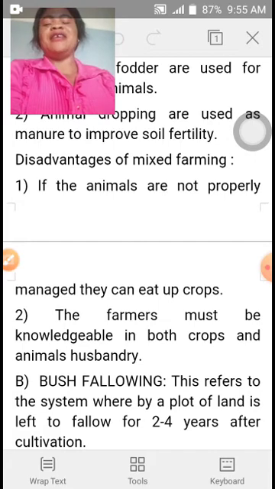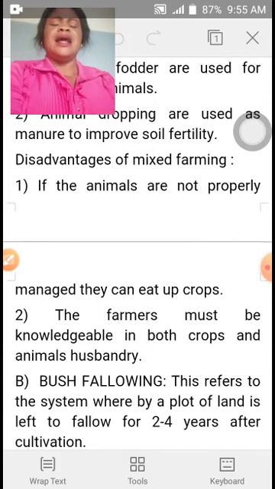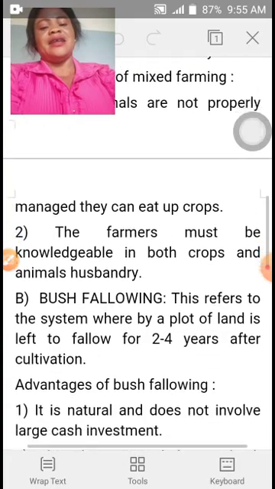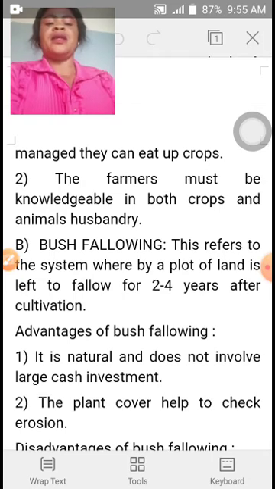Bush fallowing or shifting cultivation. Now let's look at what is bush fallowing before we move to advantages and disadvantages of bush fallowing. I hope you are with me. Please take down this. Okay, bush fallowing.